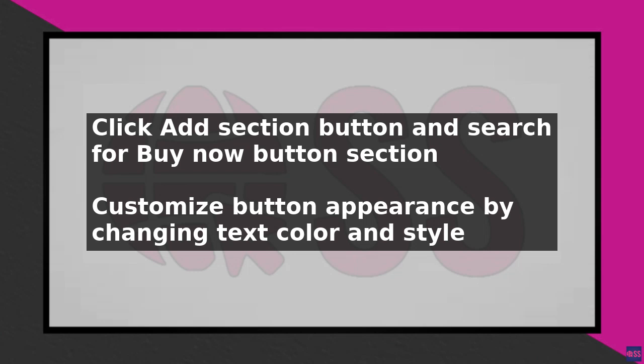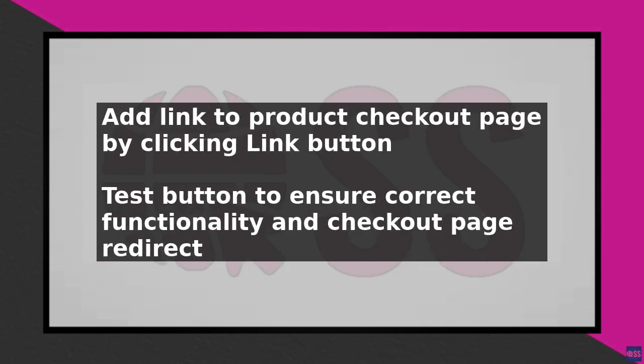To make the Buy Now button functional, you need to add a link to the product's checkout page. You can do this by clicking on the link button and selecting the product from the drop-down menu. Make sure to test the button to ensure it is working correctly and taking customers directly to the checkout page.